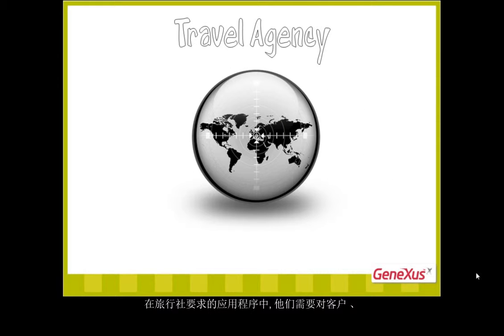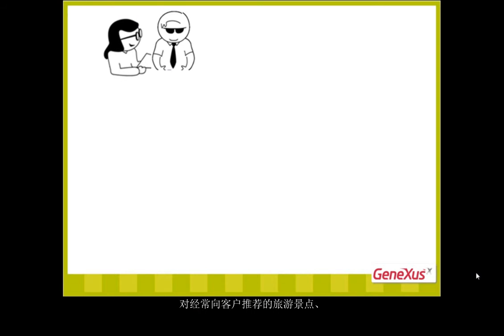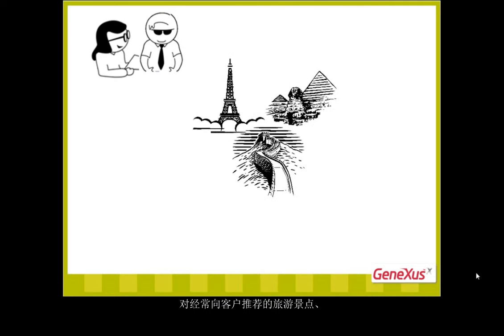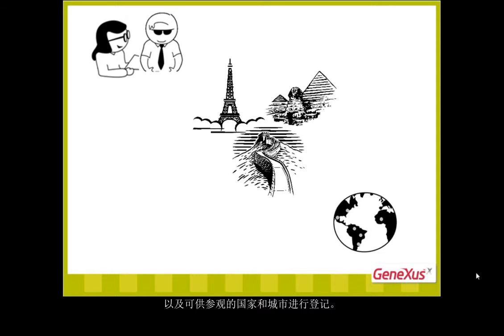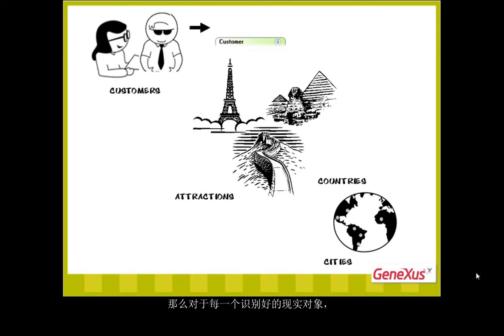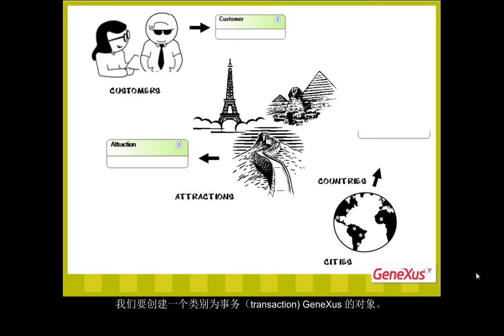Back at the travel agency that requested the application, we were told that they want to record their customers, the tourist attractions they recommend, and the countries and cities they offer tours in. Based on this information, we identify 4 objects of reality to describe in the knowledge base: clients, tourist attractions, countries, and cities. For each object of reality that we have identified, we'll create a GeneXus object of transaction type.